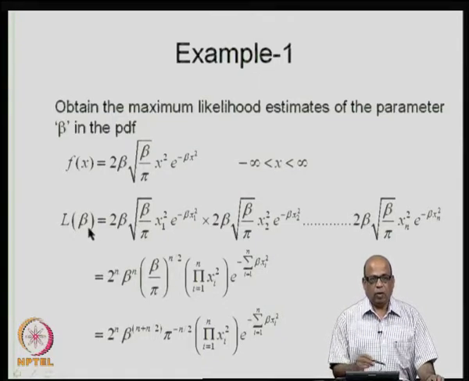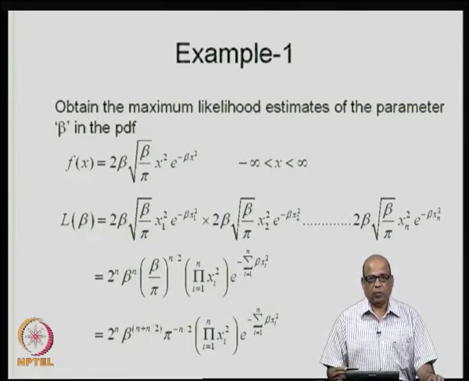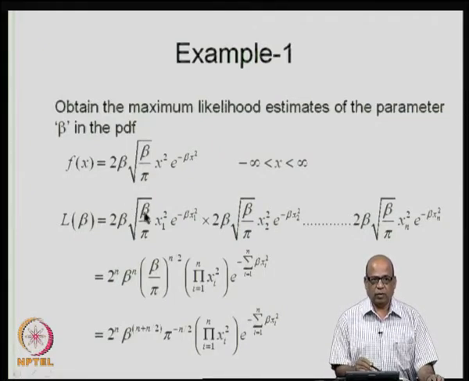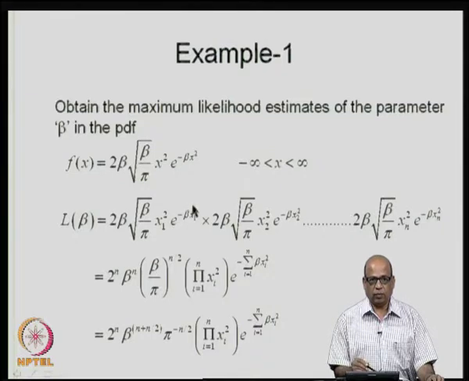So, we formulate the L of beta. Remember, we have a sample x 1, x 2, x 3 etcetera, and we are evaluating the PDF at those given values of x i's, and then taking the product of these f of x i, each defined at that particular x i, and then we are calling that the likelihood function. So, we define the likelihood function as equal to 2 beta into beta by pi x 1 square into e to the power minus beta x 1 square into etcetera. Like this, every time we change the x value to x 1, x 2, x 3 etcetera up to x n, and then define the likelihood function.